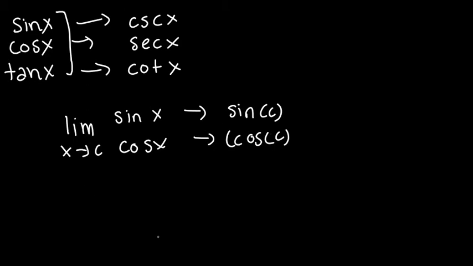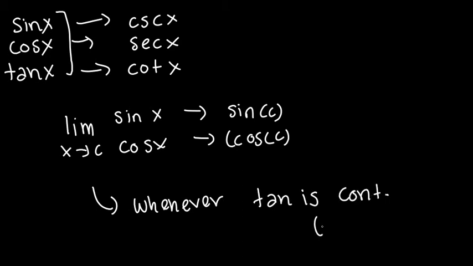So, for tangent x, it's not always continuous, but whenever tangent is continuous, you could say that the limit as x approaches c of tangent x is also equal to tangent c. But for some values like pi over 2, it's not, because sine over cosine is equal to tangent, and cosine at pi over 2 is equal to 0, whereas sine is equal to 1, so 1 over 0 leads to undefined. So it's not always going to be continuous.